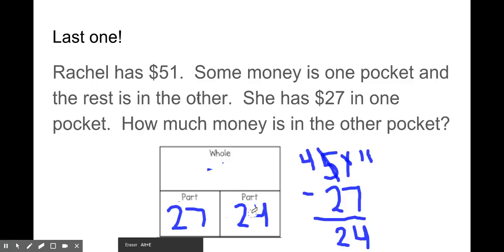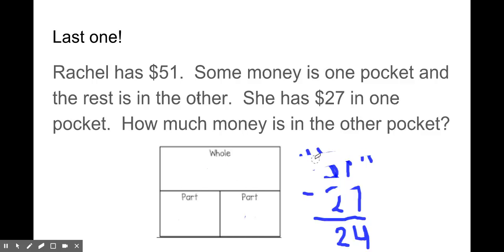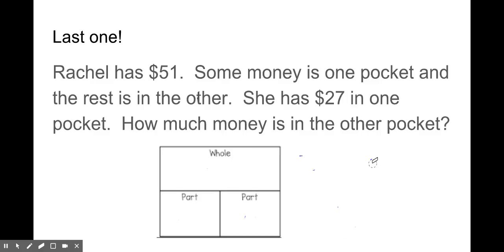Okay, so let's revisit our success criteria. We know we read the story, we retold the story in our own words, and then we picked a strategy to help us. With this problem, the strategy that helped us was using that part-whole model because we knew some parts. We didn't know all of the parts. We knew the whole and we knew one part.